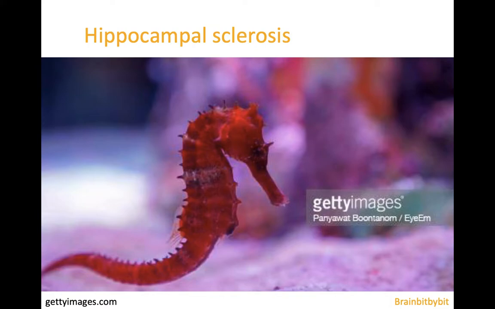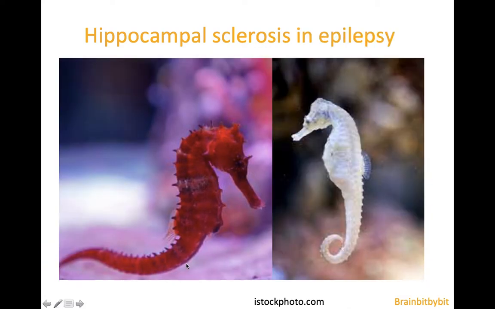Brain bit by bit, I will show images of the hippocampus in patients with epilepsy. The name hippocampus is derived from the Greek word for seahorse because the form of the human hippocampus resembles a seahorse. The hippocampus is involved in learning, memory, and emotional responses, and there are only a few diseases that give macroscopic or imaging abnormalities of the hippocampus.